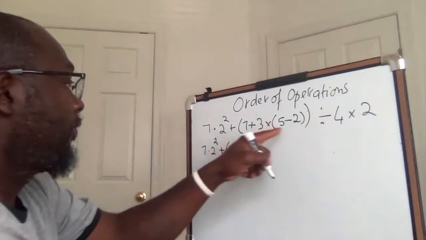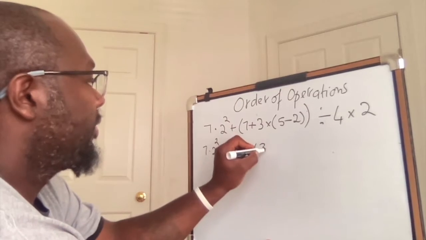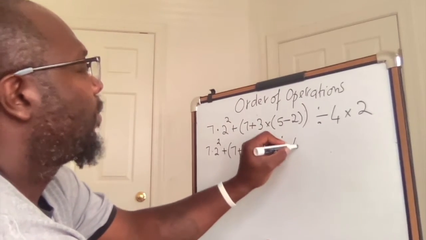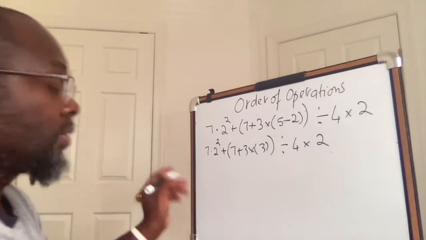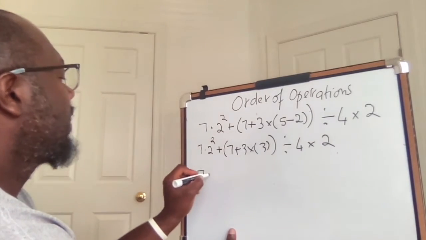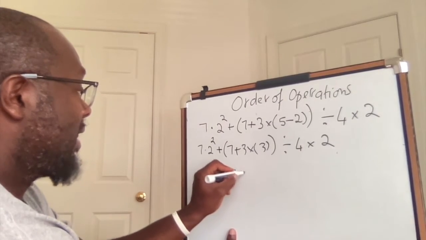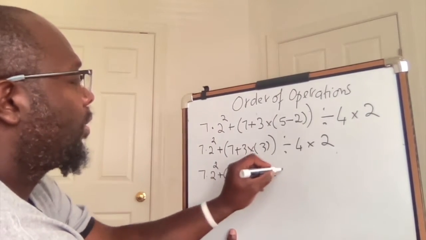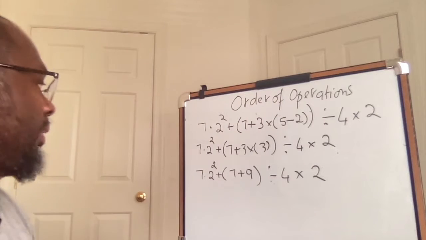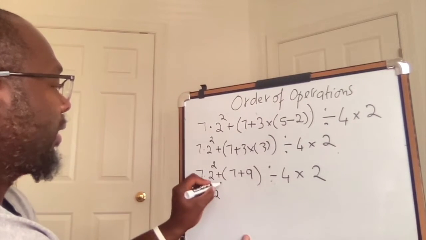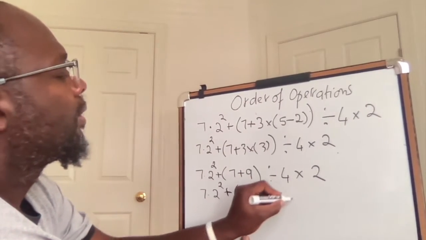So now I have my first parenthesis within the parenthesis. So 5 minus 2, that is 3, divided by 4 times 2. Now that I did it, I have another parenthesis. I still need to finish it. So I have now 7 times 2 squared plus 7 plus 3 times 3, that's 9. So that's 7 plus 9 divided by 4 times 2. I'm not done. I still have a parenthesis here. So that becomes 7 times 2 squared plus 16 divided by 4 times 2.